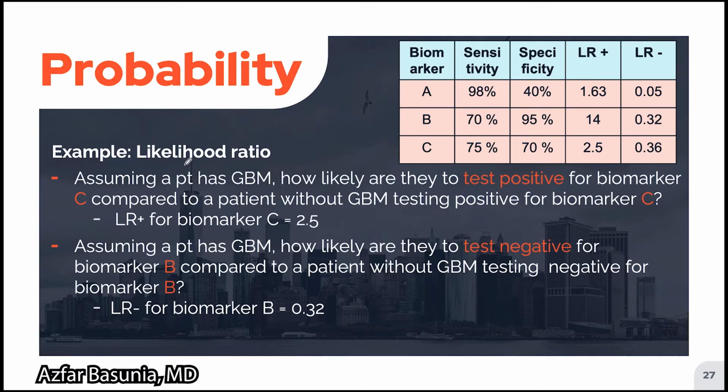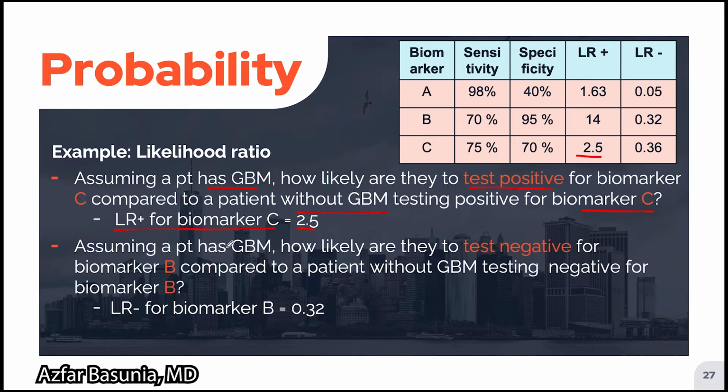Continuing the example from the previous slide, the third question asks us, assuming a patient has glioblastoma, how likely are they to test positive for biomarker C compared to a patient without glioblastoma testing positive for biomarker C? So this question is basically asking us what is the positive likelihood ratio for biomarker C. From the table, we know that the positive likelihood ratio for biomarker C is equal to 2.5.